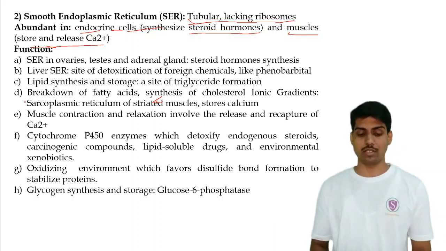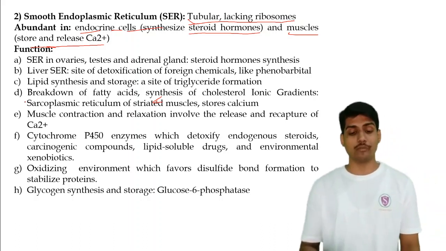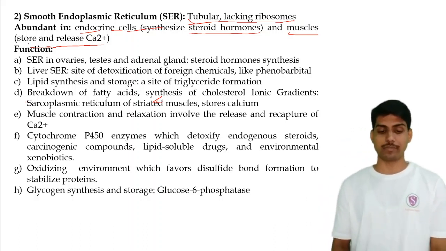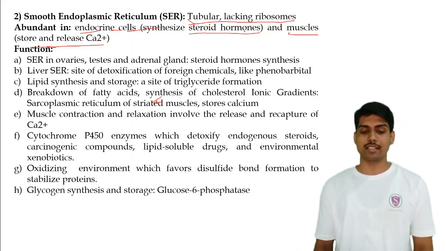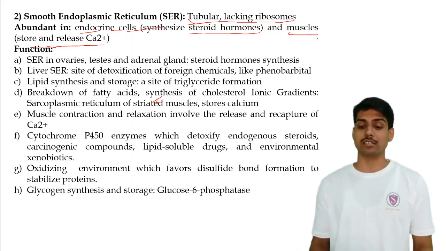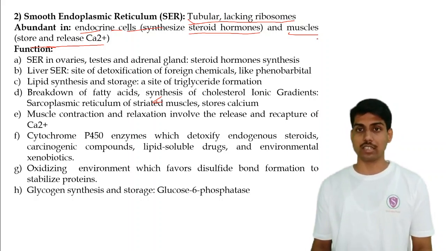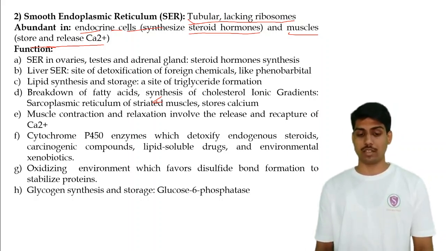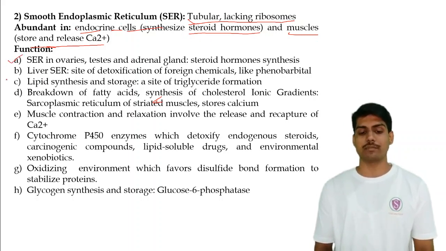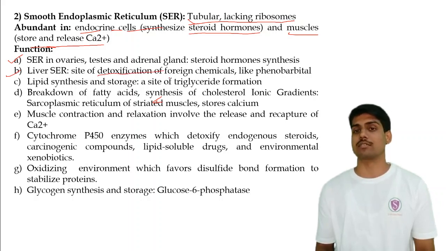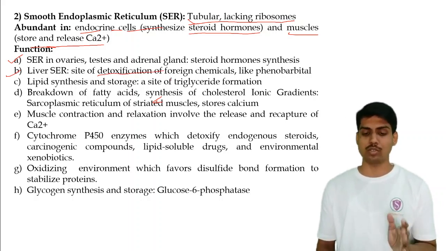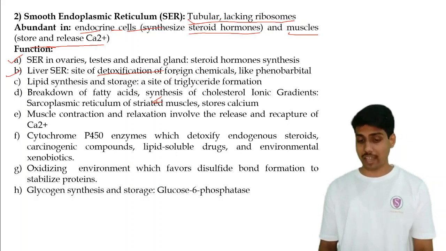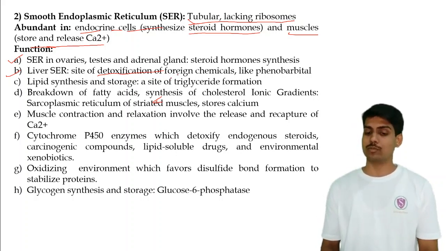Okay, so let's see the functions of the smooth endoplasmic reticulum. In the ovaries, testes, and adrenal gland, steroid hormone synthesis occurs with the help of the smooth endoplasmic reticulum. So that is our first function. Next is the liver. The liver is also a site of detoxification, as we all know, and that detoxification function is majorly carried out with the help of the smooth endoplasmic reticulum.